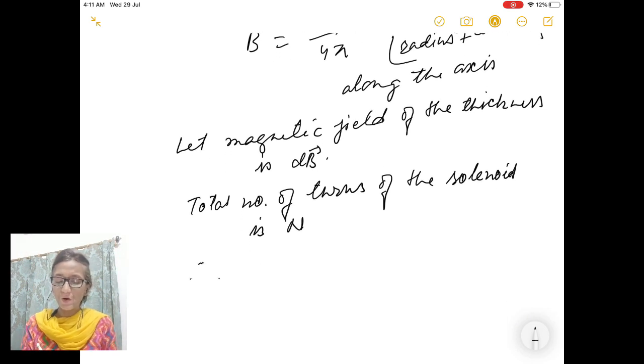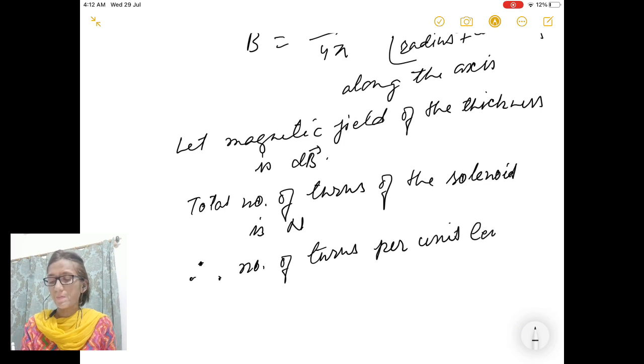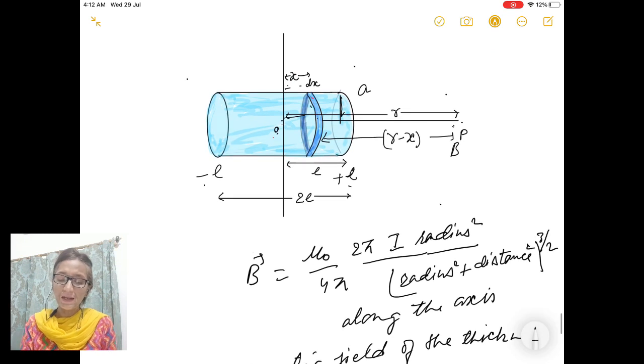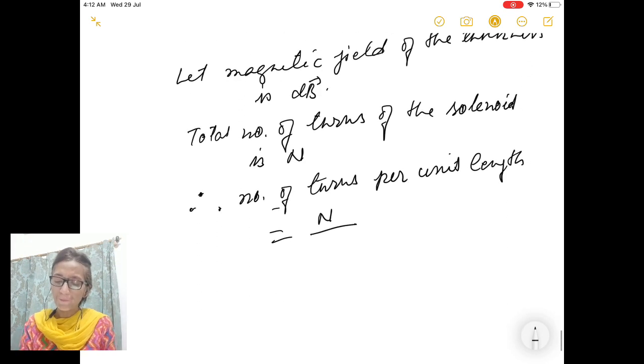Therefore, the total number of turns per unit length will be equal to the number of turns capital N per unit length, and here the length of the solenoid is 2L. And if this is n, so n is equal to this much.